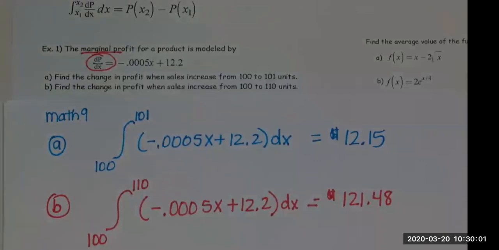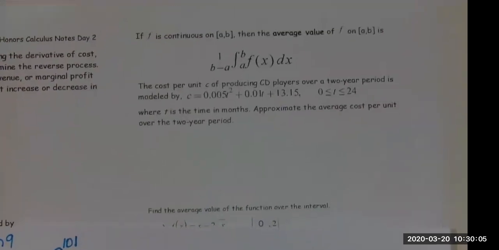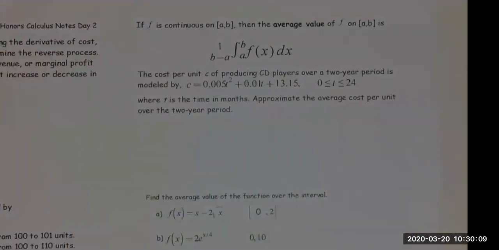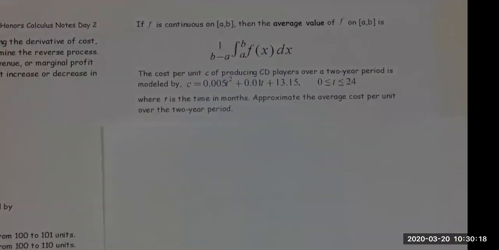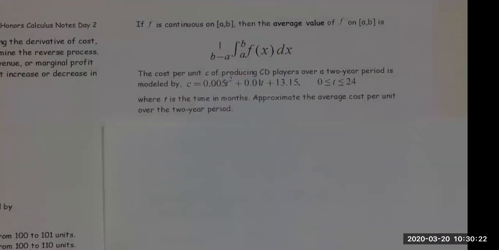Let's look at a couple more examples. So let me get this lined up. If f is continuous on [a, b], then the average value of f on [a, b] is 1 over b minus a times the integral. What you're doing is dividing by how many units we're talking about.